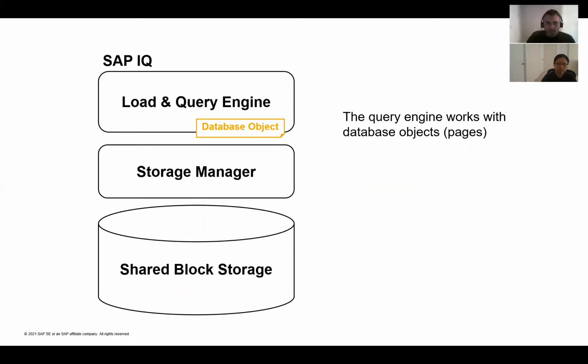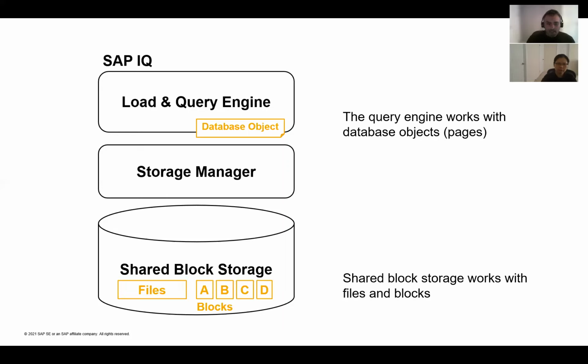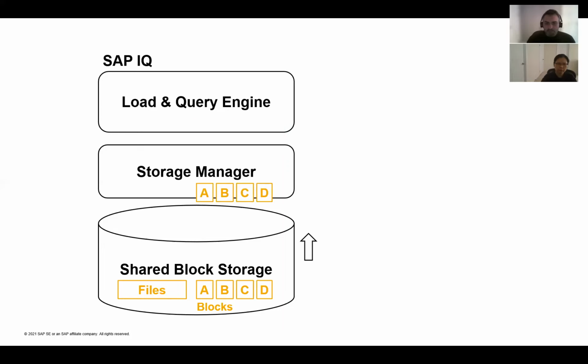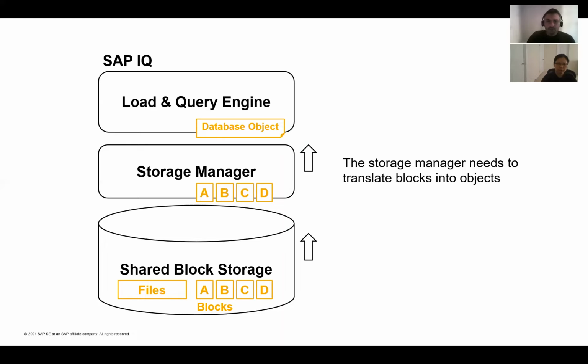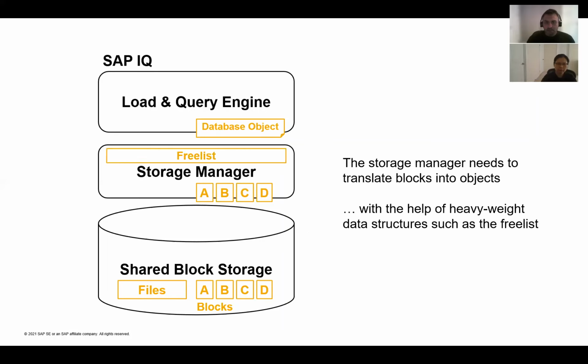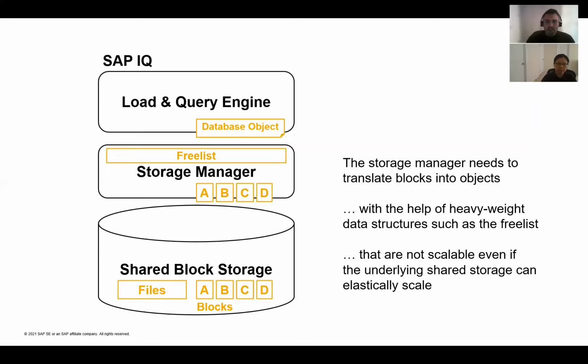At the load and query engine layer, it deals with database objects, which are pages. And in the shared block storage layer, it deals with files and blocks. Data is read from the shared block storage by the storage manager. The storage manager needs to translate those blocks into objects and then pass them on to the load and query engine. And this was done with the help of heavyweight data structures such as the free list.